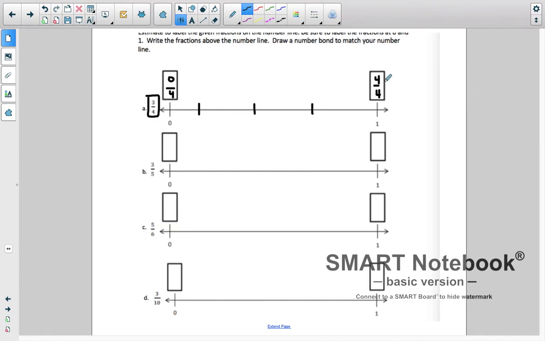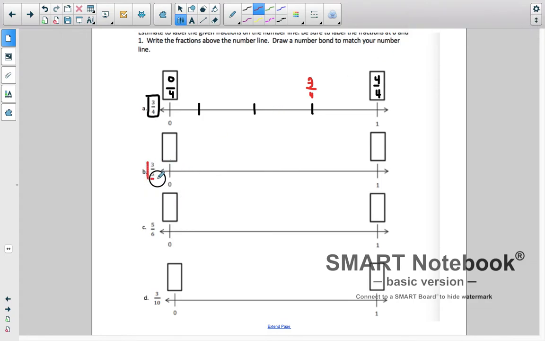Now to find 3/4, I can label each one, but I'm going to count out loud until I get to 3/4 and label it that way. So 0/4, 1/4, 2/4, 3/4. So 3/4 would be right here. All right, now let's go on to B.